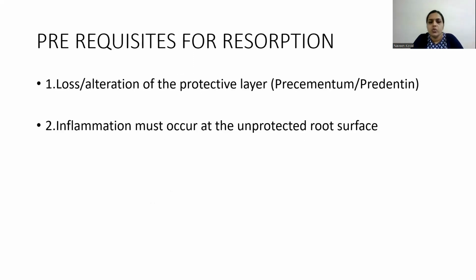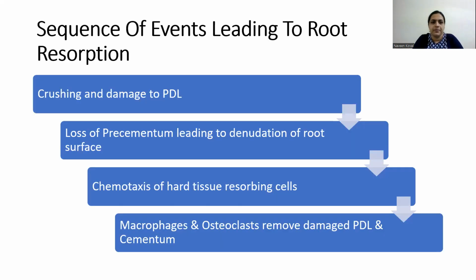There are two prerequisites for resorption. The first one is a loss or alteration of the protective layer, which includes pre-cementum or pre-dentin. The second one is inflammation of the unprotected root surface. These two are the prerequisites for resorption to occur.